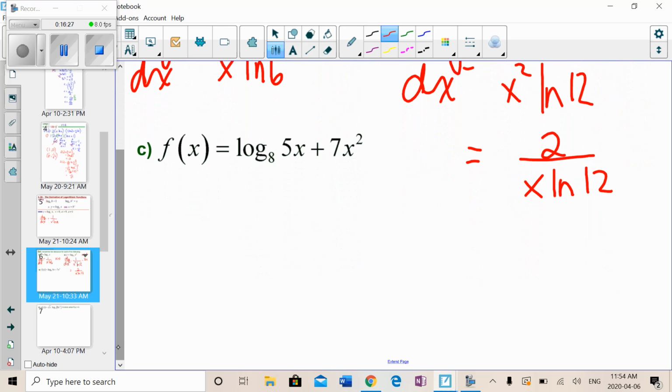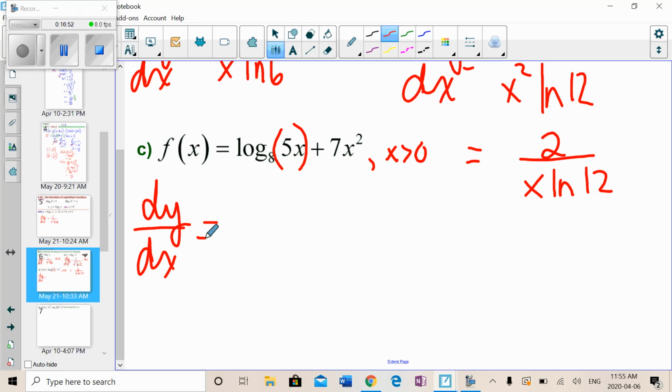This one, you have to remember this is not all being logged. The log is only applying to the 5x. It really should have brackets around it. So you're not logging the whole 5x plus 7x squared, you're just logging the 5x. Again, 5x has to be greater than 0, so you can remember that x does have to be greater than 0 because you can only log things that are greater than 0.